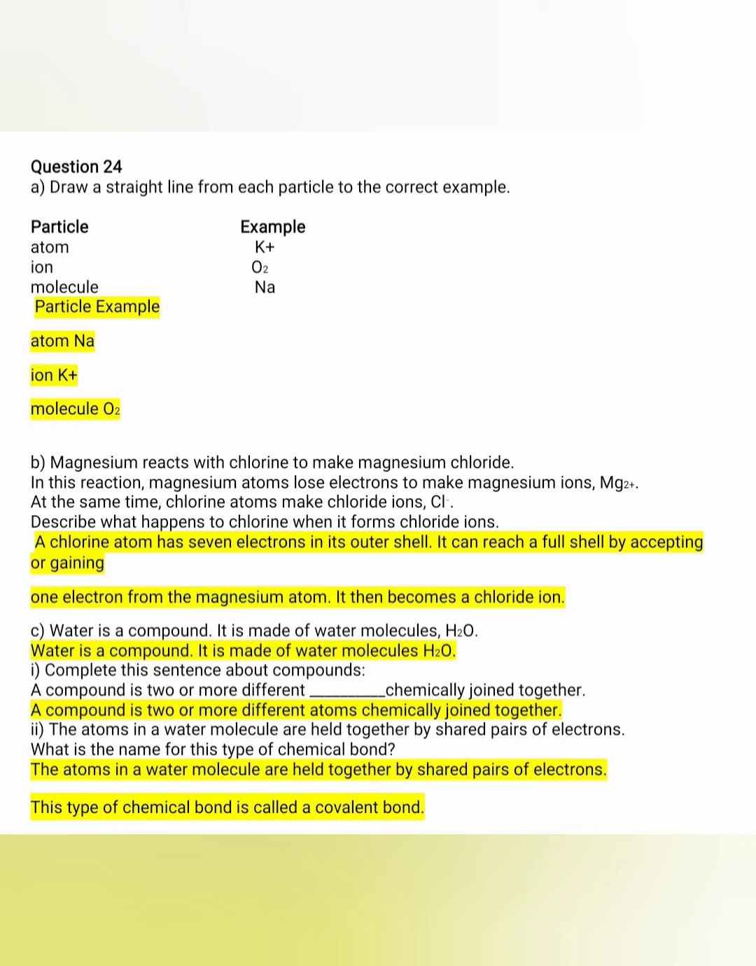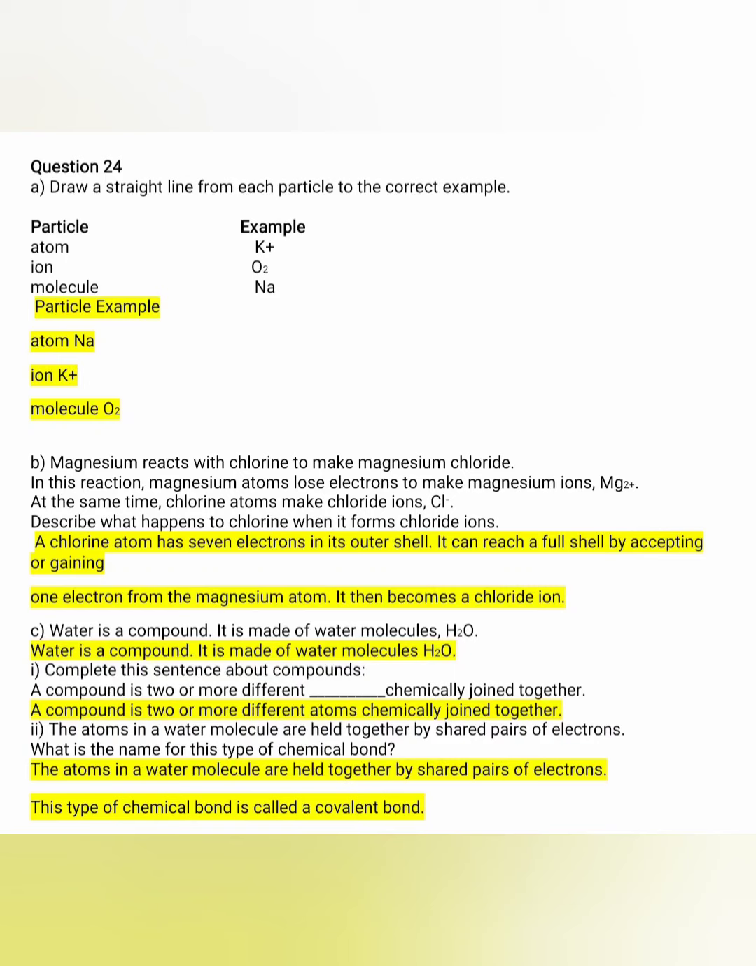Now, B part, magnesium reacts with chlorine to make magnesium chloride. Discussed already this many times. A chlorine atom has 7 electrons in the outer shell, so it will take 1 electron to complete its shell. Magnesium atom will give chlorine 1 electron, and chlorine will become chloride ion. Now C, water is a compound. It is made of water molecules, H2O. The question is, what is a compound? It is made of water molecules, H2O.